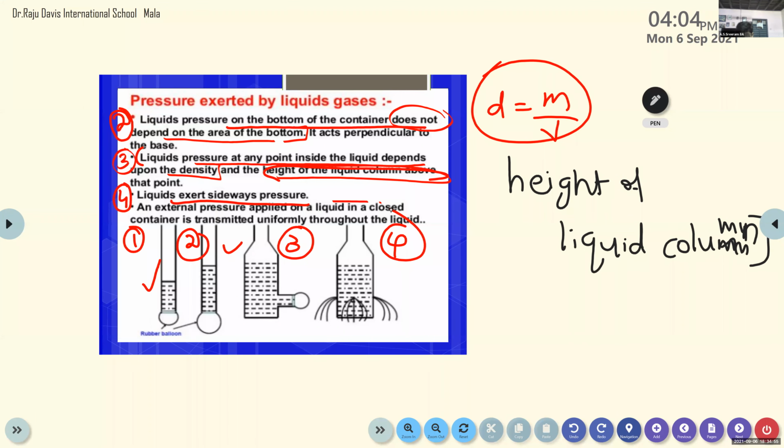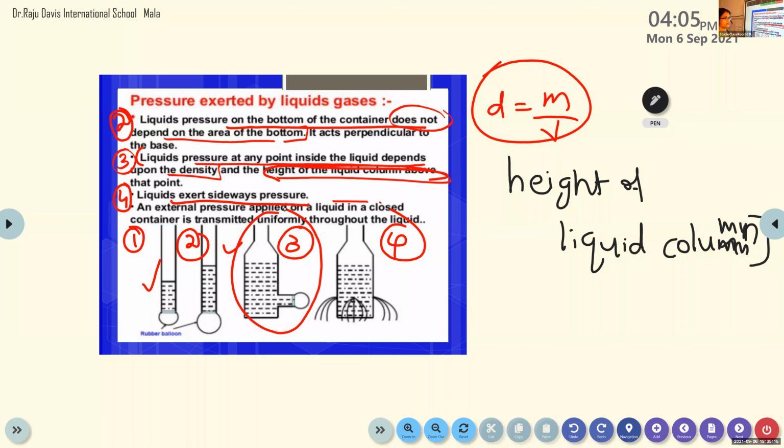Second. Why? Because more water. What does that mean? The height of the liquid column is more. Yes. Okay, more density also. When the amount of liquid is more, the pressure is more. Shall we now think about the third one?